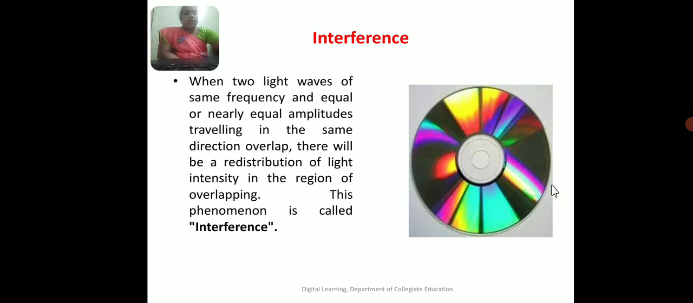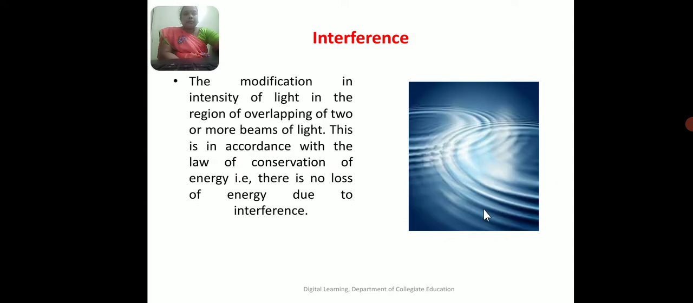This is an example of the interference phenomenon. Here white light gets superimposed, so all seven colors are formed on this CD. This is the example. This is also a definition: the modification in the intensity of light in the region of overlapping of two or more beams of light. This is in accordance with the law of conservation of energy. There is no loss of energy due to interference.